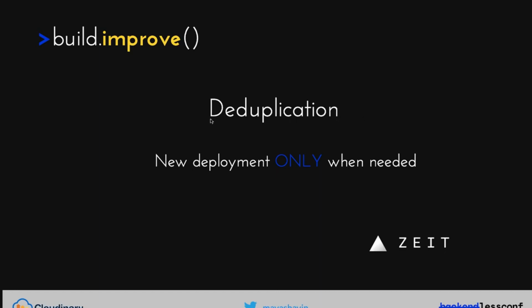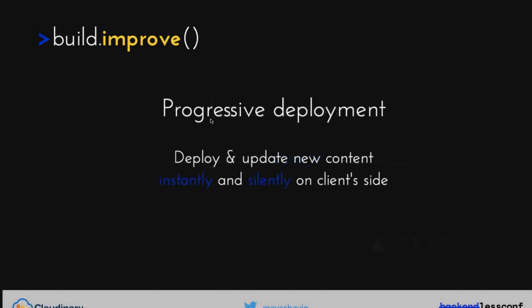Then another solution we can use to improve building is progressive deployment. This is important to lower the gap between the actual information shown to the user and the actual data in the database. We can deploy and update the new content instantly and silently on the client side, without the client having to refresh and refresh and refresh.